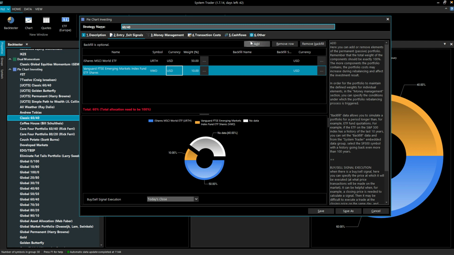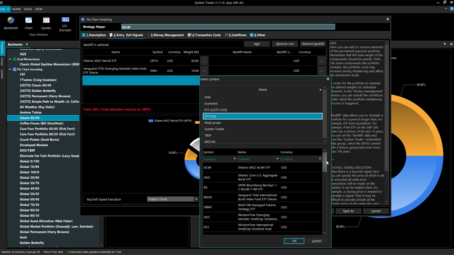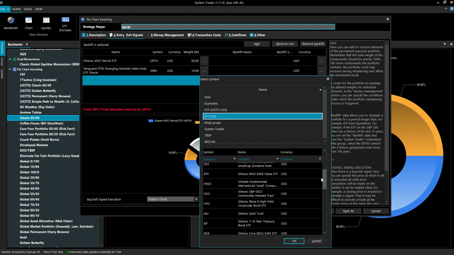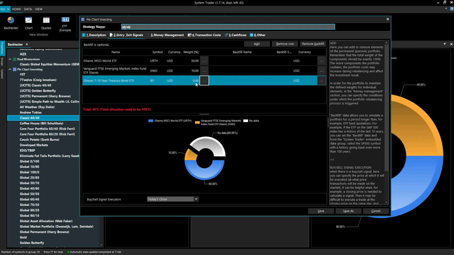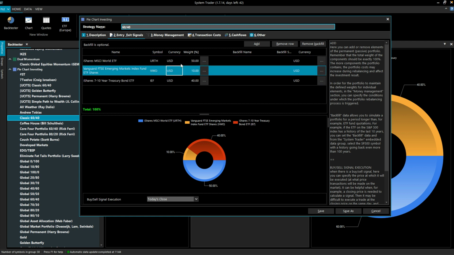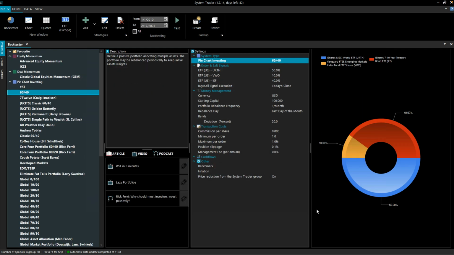And we have to add bonds. For the bonds, let's select the ETF which has the symbol IEF. It's the iShares 7-10 Year Treasury Bond ETF. Because we want to have a 60-40 portfolio, we have 40%. So we have 60% of stocks, split into two separate ETFs, and we have bonds, 40%. This is it. Let's click Save, and we have that portfolio here.